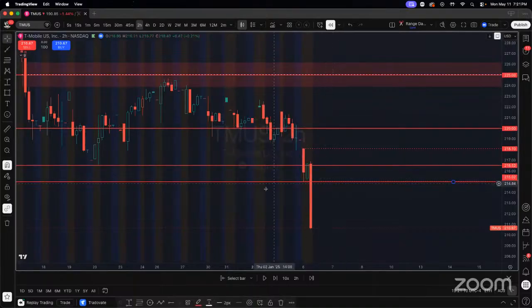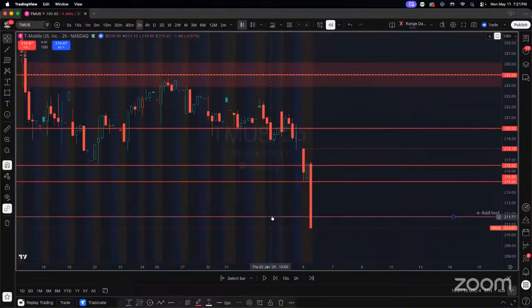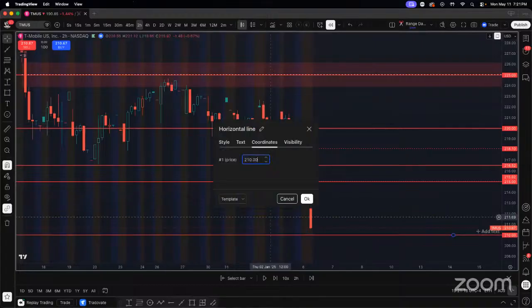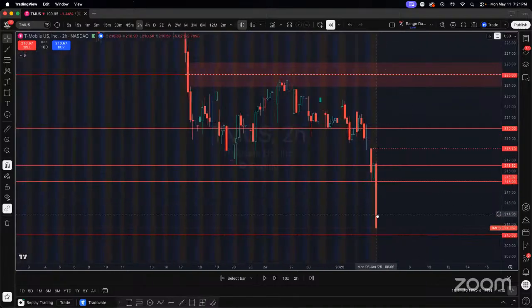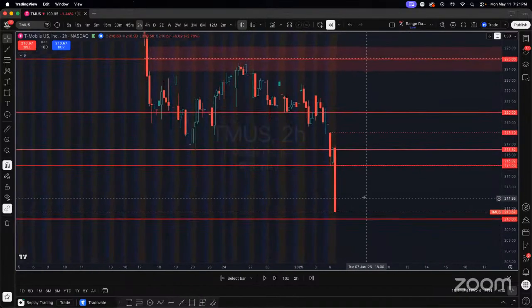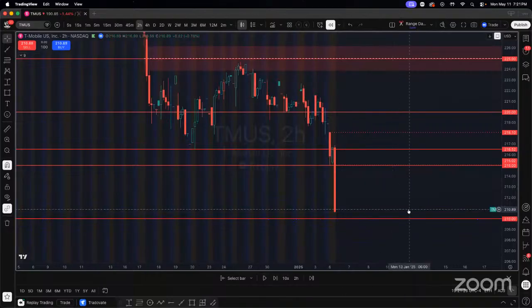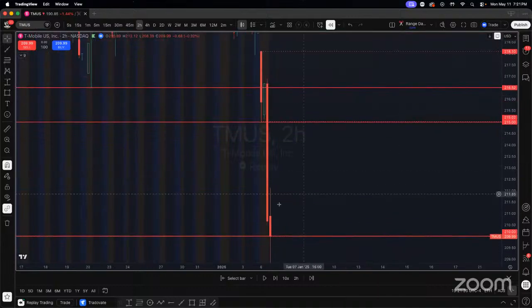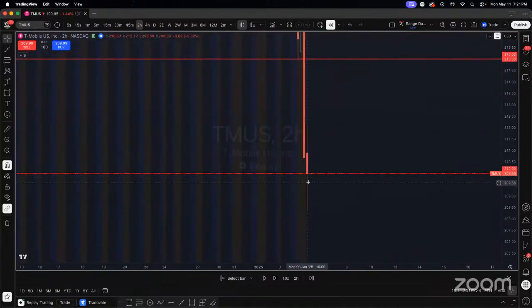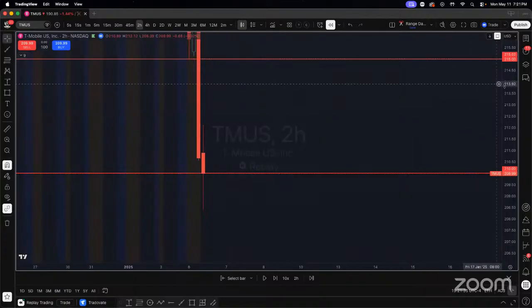Here's our 215. Here's our 210. I won't be surprised we get a bounce on 210, especially 8 to 9. Let's see what happens. Next candle comes in. Not the bounce I was looking for, but you can see nice little sweep of liquidity here, and then we could get ourselves a nice little pop.